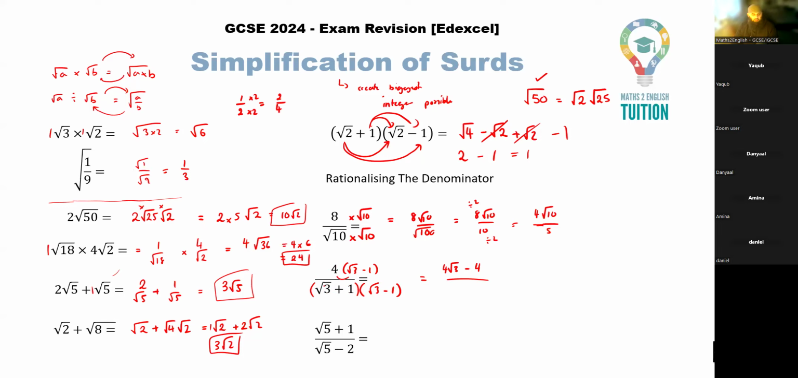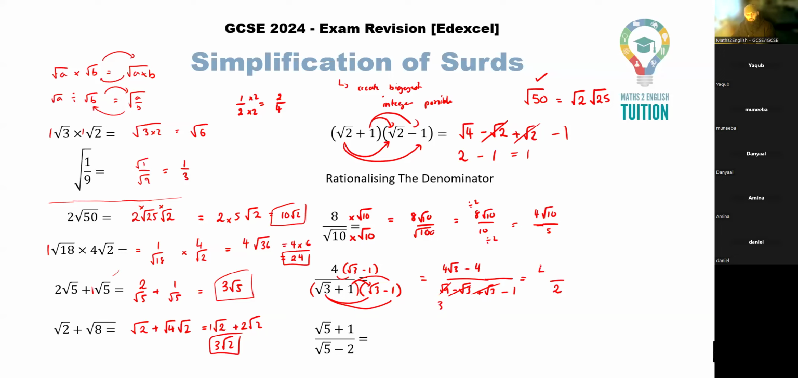At the bottom, what we can do is square root of 3 times square root of 3. That's going to give me square root of 9. Then square root of 3 times minus 1 is going to give me minus square root of 3. 1 times square root of 3 is positive square root of 3. And 1 times minus 1 is going to give me minus 1. So in this scenario, these two cancel each other out, the opposites. And then I have 3 take away 1, which gives me 2, because square root of 9 becomes a 3.